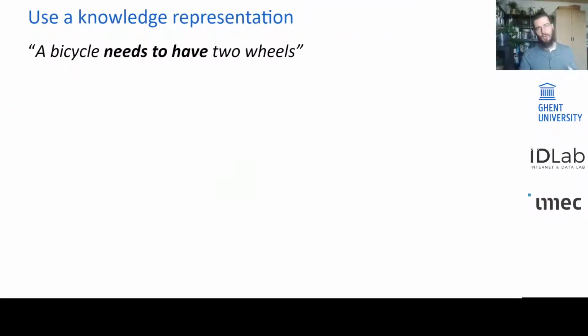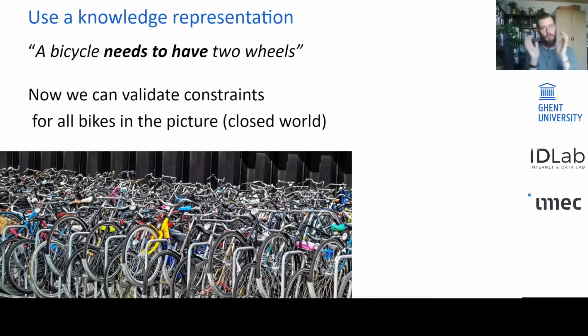Because we also want to use this knowledge representation. So if we slightly modify this restriction and say that a bicycle needs to have two wheels, we basically create a constraint which we can validate. So we basically close our world and only consider bikes of this particular image now and validate which bike has two wheels, has a certain color or a certain size, and other things.